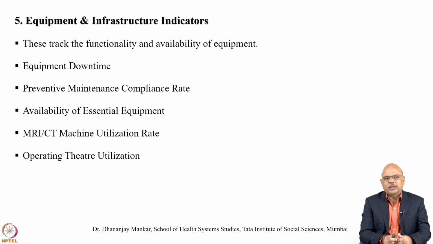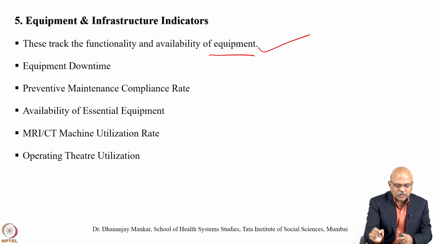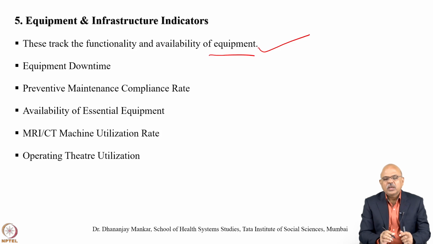With respect to equipment and infrastructure, do we need to have indicators? Yes. Tracking the functionality and availability of the equipment is very important, and the equipment may be seen as one of the best ways you can measure the performance and the utility.